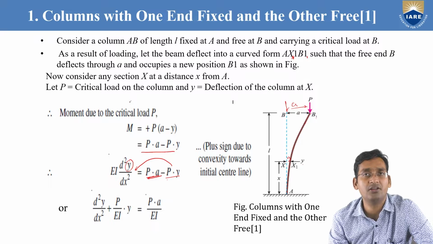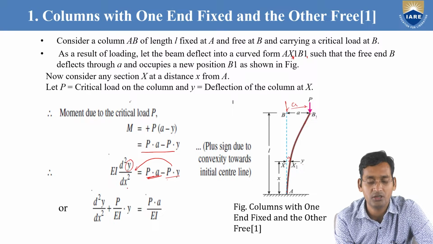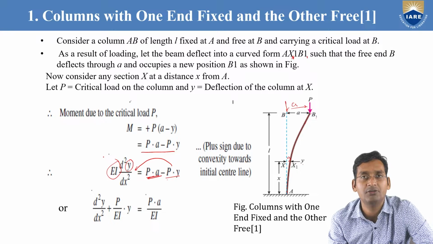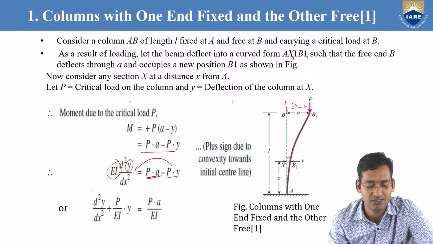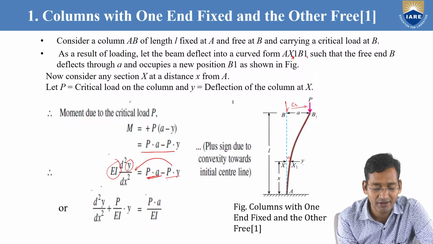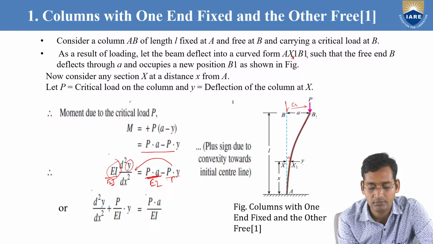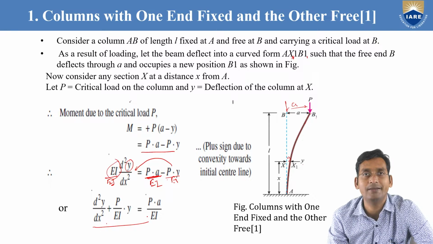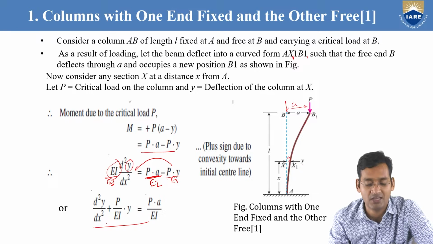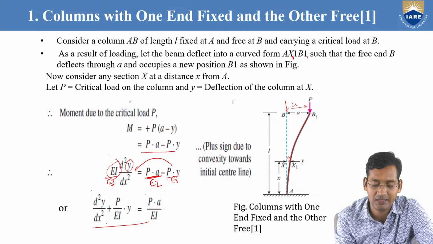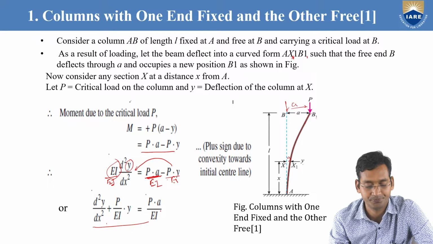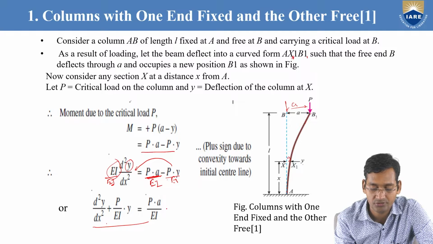Earlier also I mentioned that for a differential equation, the coefficient of d2y by dx square should be 1. Means what we have to do? Divide each term by EI. After dividing by EI, it gets cancelled. After this, we get the equation d2y by dx square plus P by EI into y equals Pa by EI.